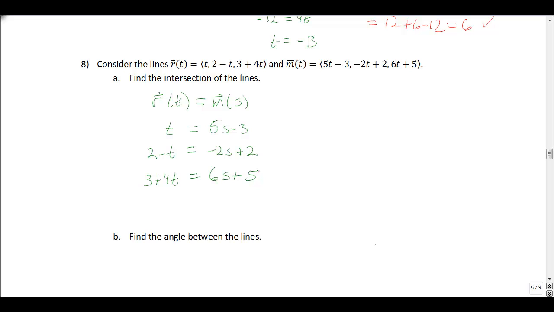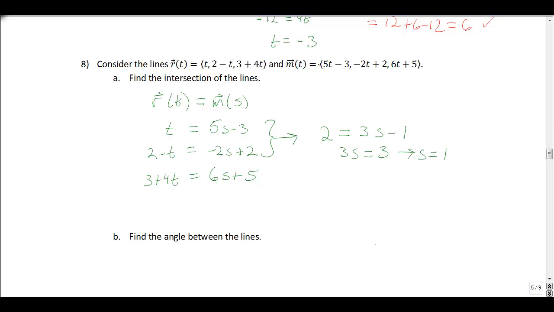Now we need to solve this. How about we add the first and second equations together? The reason is that t plus negative t will cancel. So I get 2 on the left. On the right-hand side, 5s plus negative 2s is 3s, and negative 3 plus 2 gives me minus 1. That gives 3s = 3. That tells me if there is a solution, it has to be when s is 1. That is, m(1) has to be the solution here.